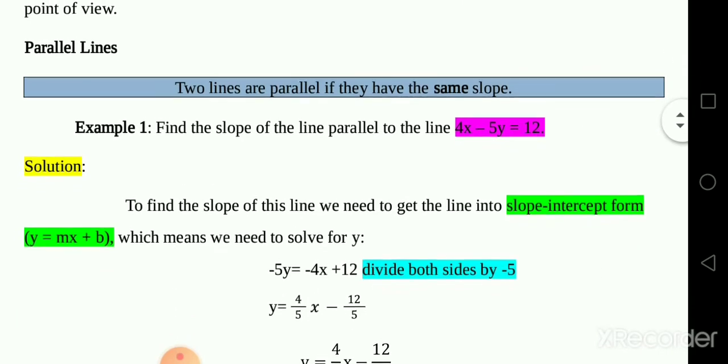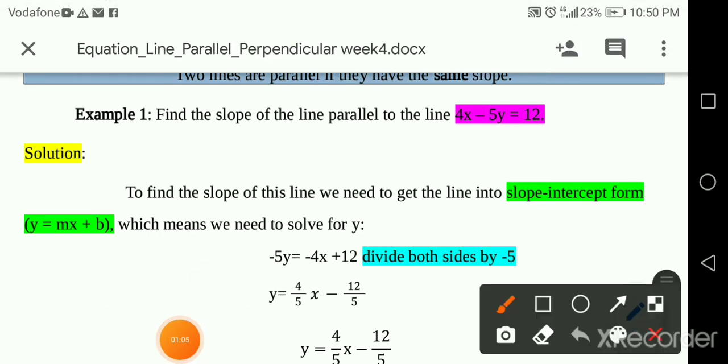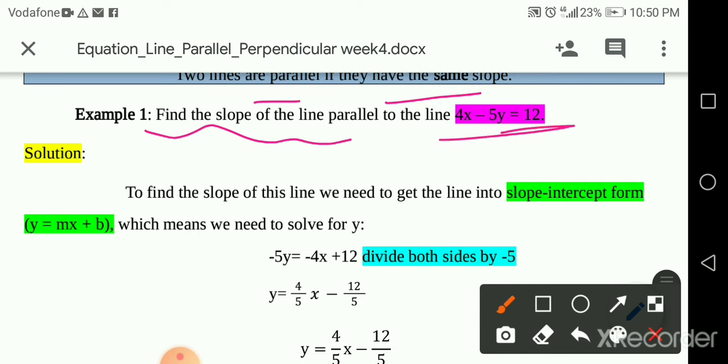Parallel lines. Two lines are parallel, guys, if they have the same slope. So remember well, two lines are parallel when they have the same slope. The question comes like this: find the slope of the line parallel to the line 4x minus 5y equals 12. How can I solve this? I want to find the slope.